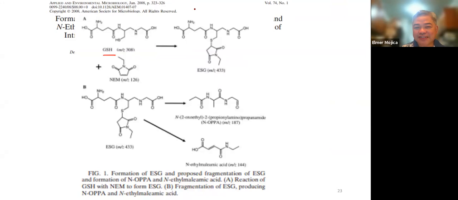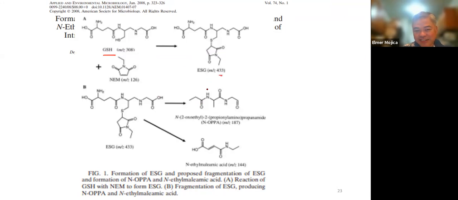Ginagamit pa ba yung glutathione pampaputi? But glutathione is what we call a tripeptide that is a very good stress chemical. So kapag nag-apply na something, foreign material doon sa system, yung glutathione ang mag-a-act doon and they are present in bacteria.